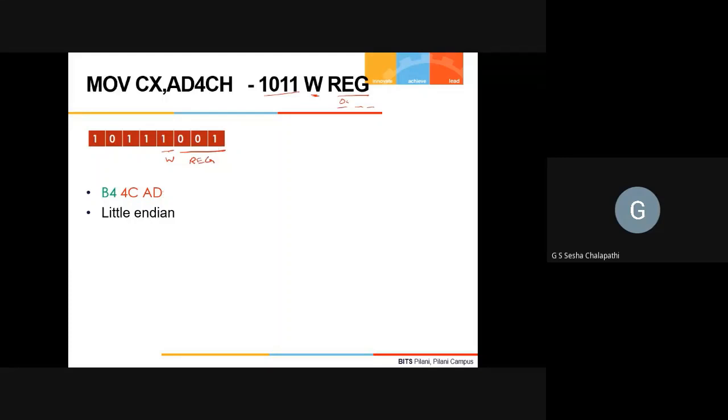As we have already seen in the previous classes, 8086 is a little endian processor, and therefore AD4CH will be stored in the instruction as 4C ADH. So 4C, that is the lower byte, will come first, and then the higher byte, right? So this is the higher byte and this is the lower byte.